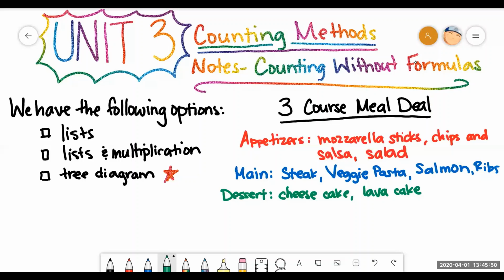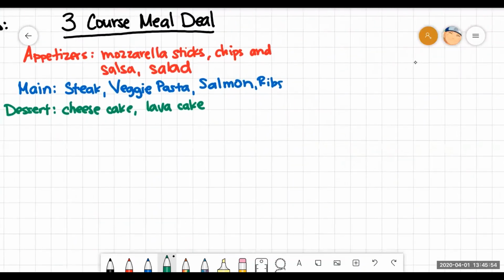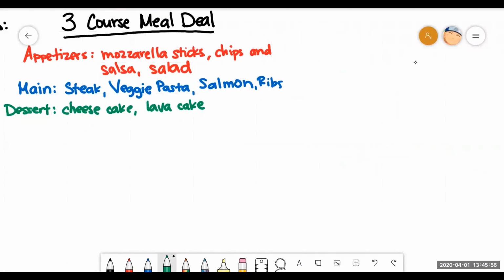Okay, so I'm going to scoot this over a bit. We've got our 3-course meal deal here, okay? We've got appetizers, our main dish, and our dessert. So, as mentioned before, one of our options here is a list, okay? And a lot of you made lists on Schoology in the discussion. Some of you went so far as to use just abbreviations for some of these things, which was cool. So let's kind of do that.